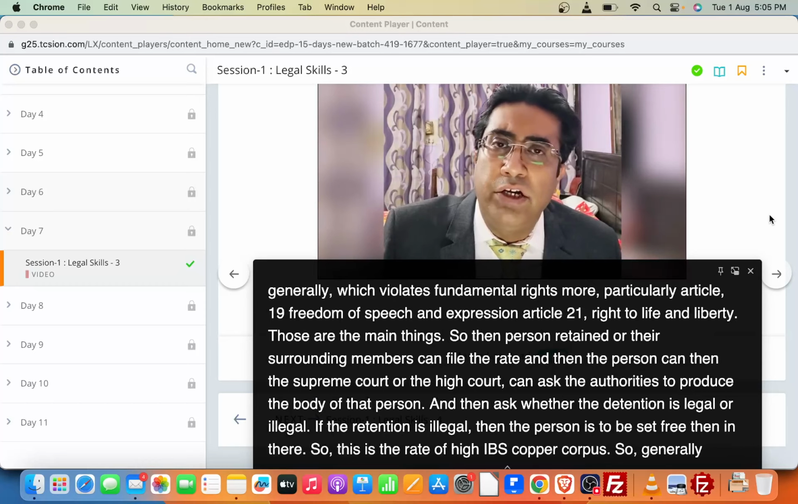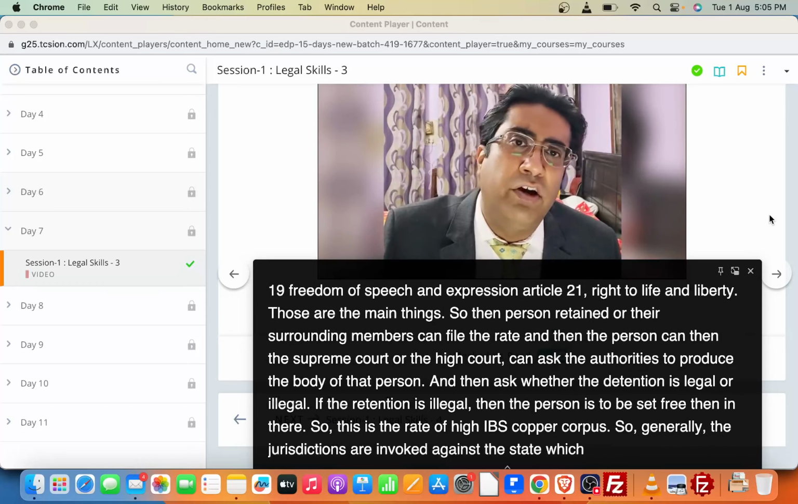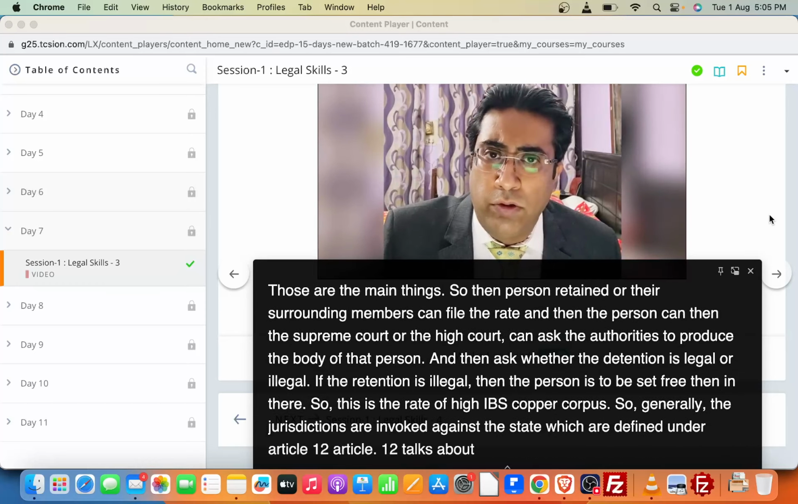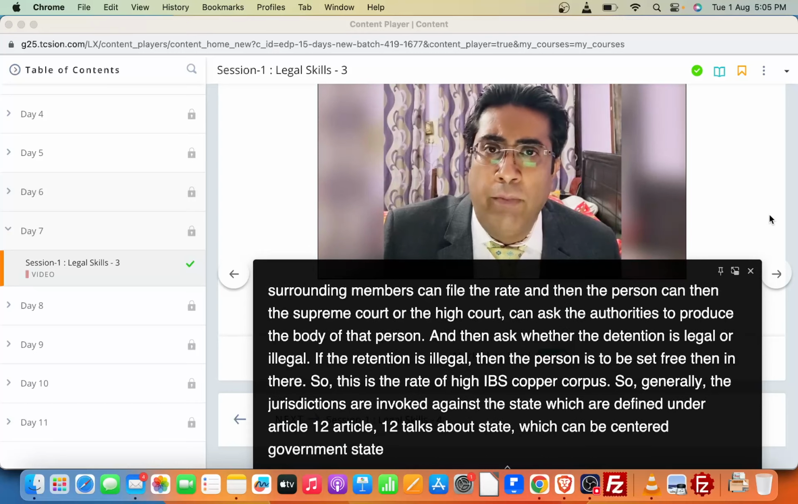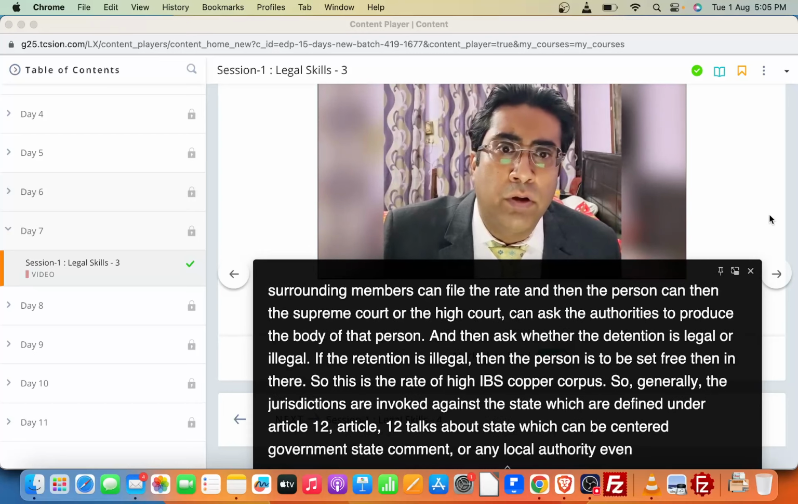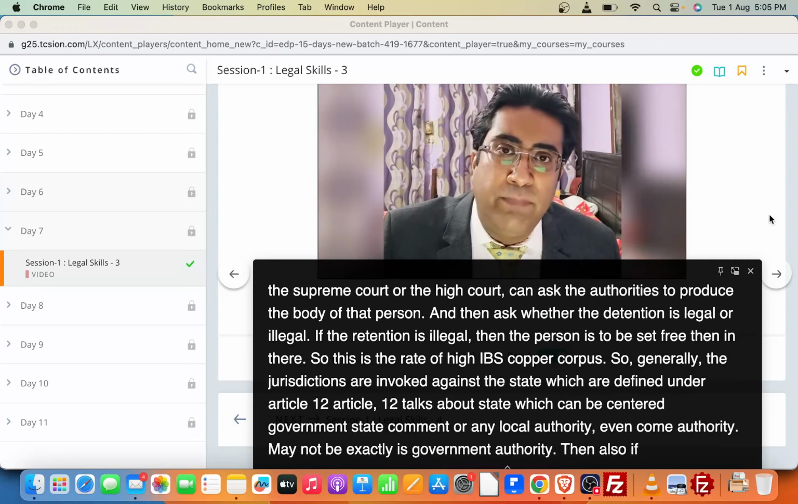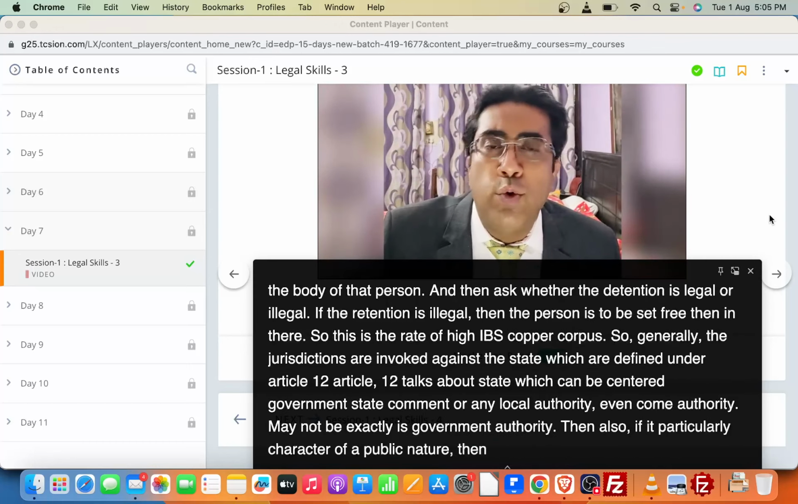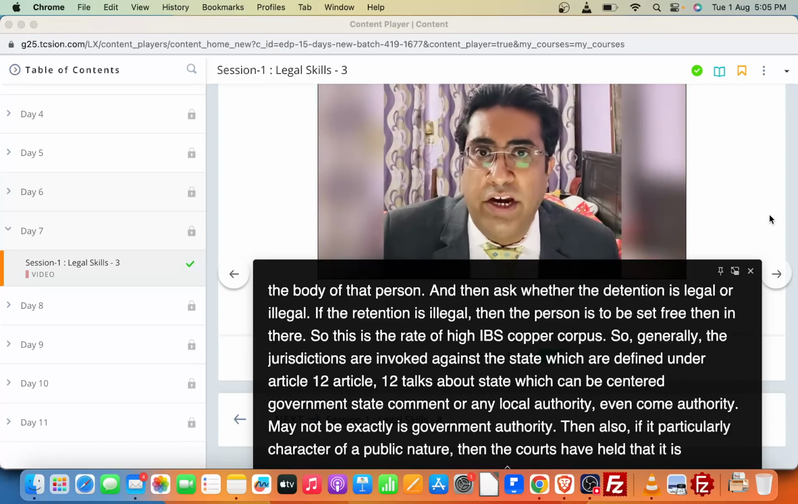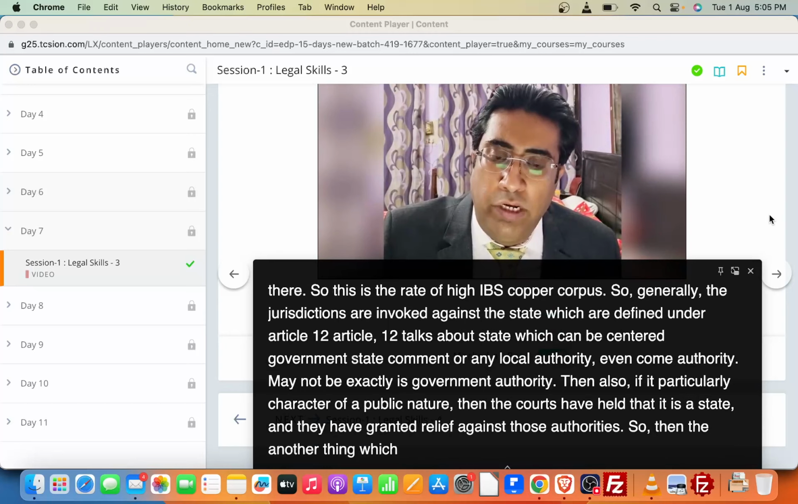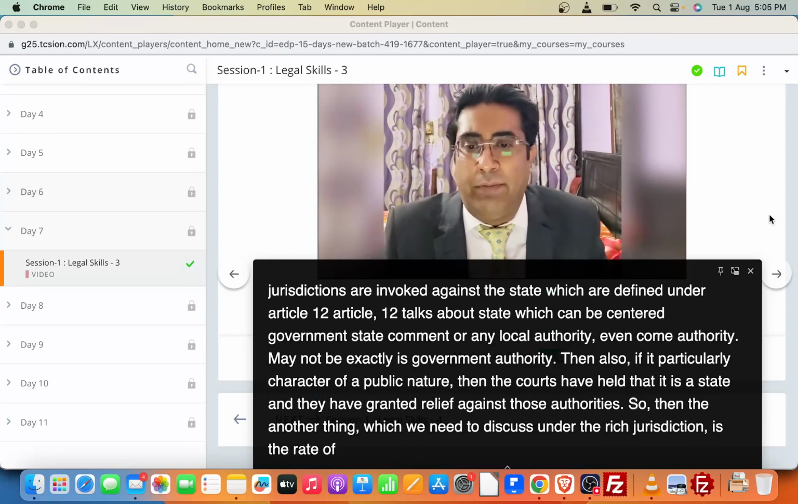So generally the writ jurisdictions are invoked against the state, which is defined under Article 12. Article 12 talks about the state, which can be the central government, state government, or any local authority. Even an authority that may not be exactly a government authority, if it partakes the character of a public nature, the courts have held that it is a state, and they have granted relief against those authorities.